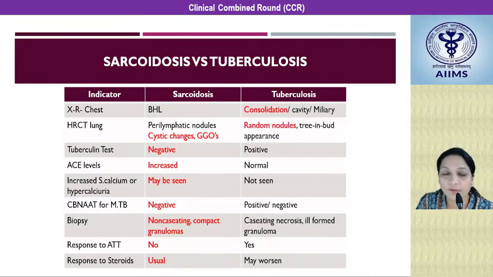The CB-NAT would be negative in sarcoidosis. Biopsy reveals non-caseating compact granulomas, whereas in tuberculosis there would be caseating necrosis and ill-formed granulomas. The point to make is there is no response to ATT in sarcoidosis as was seen in our case, and the response to steroids is dramatic in such cases.